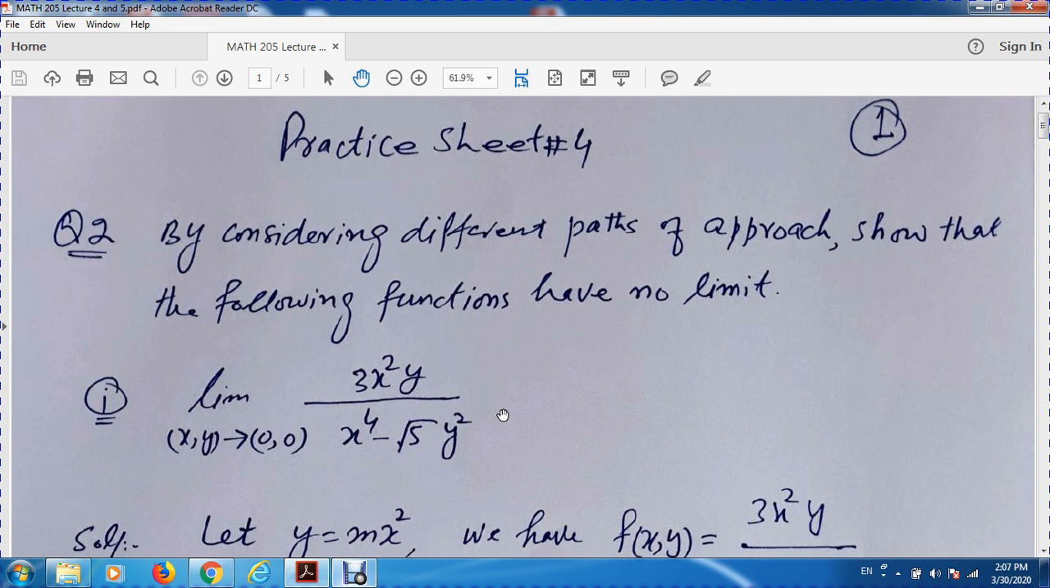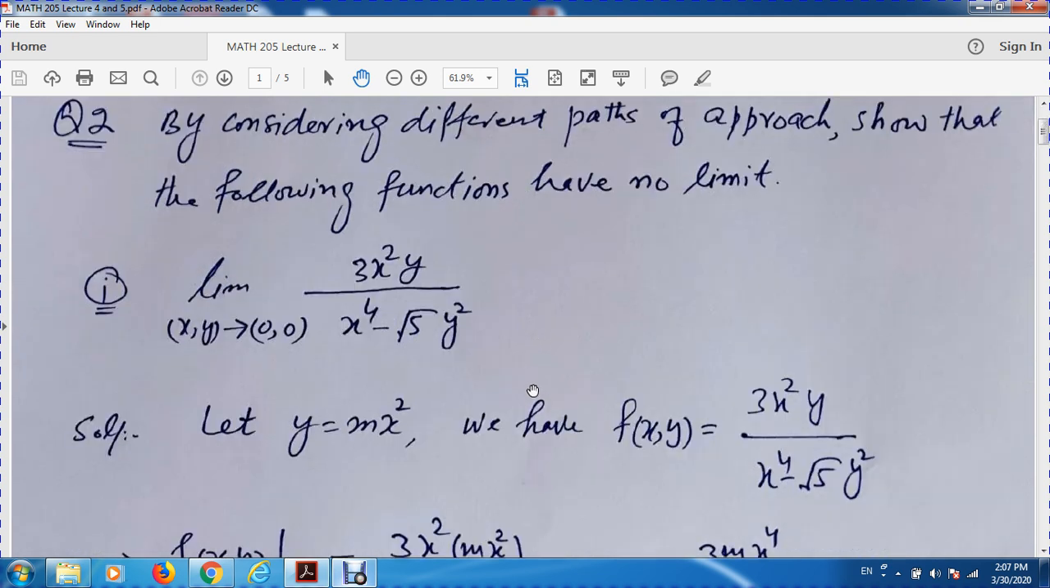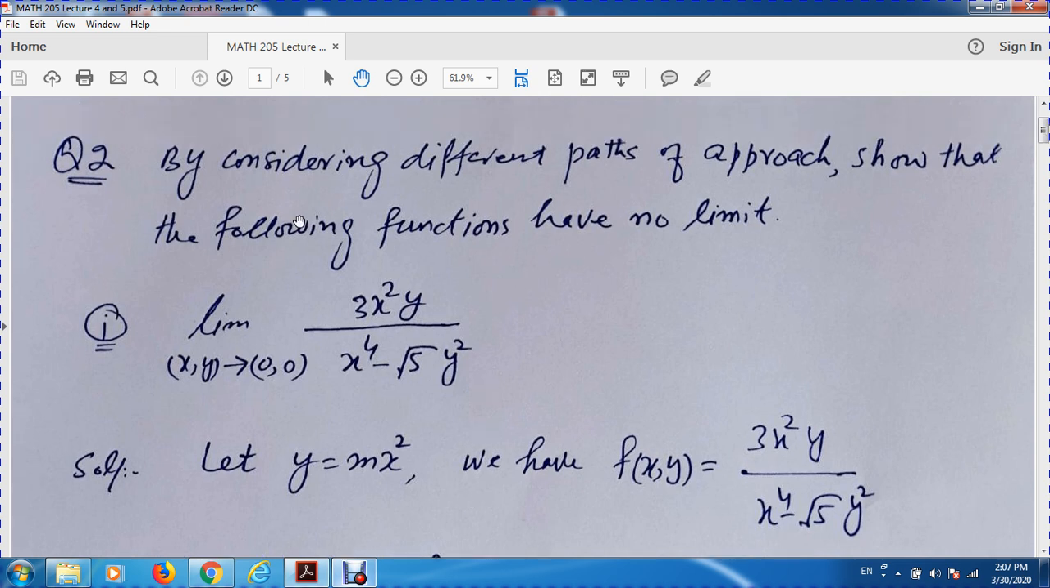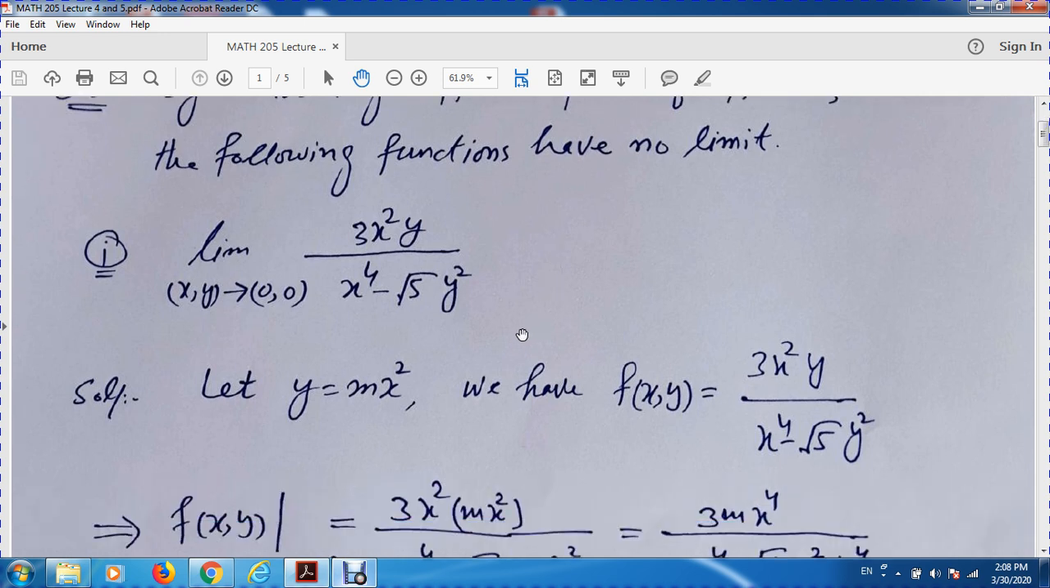In Calculus 1, when you solve a limit problem, sometimes you take the left hand limit and sometimes the right hand limit. If the left hand limit and right hand limit are not the same, then you say the overall limit does not exist. Here we will apply a similar concept but in a different way, because now we are doing multivariable calculus. Instead of left hand and right hand limits, we will introduce different paths. That is why it is written, by considering different paths of approach. So what paths of approach will we consider?